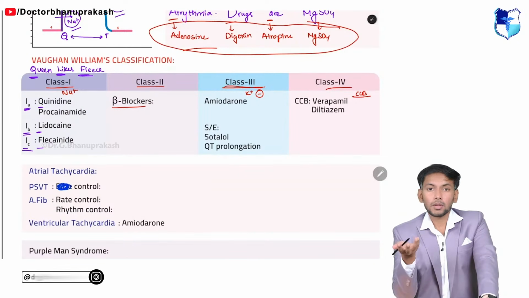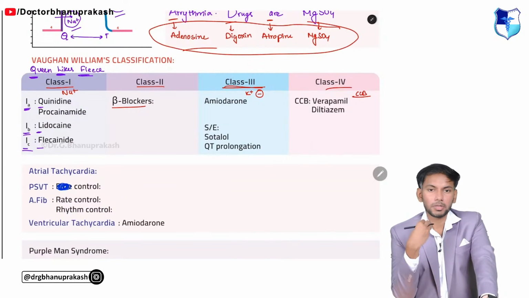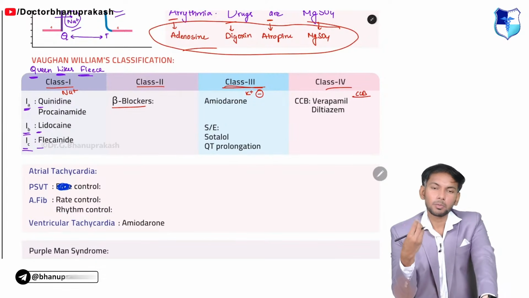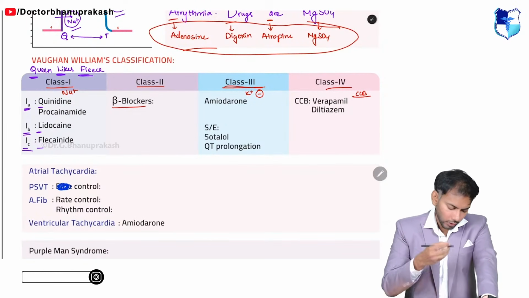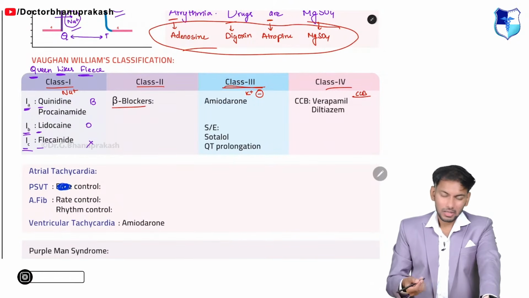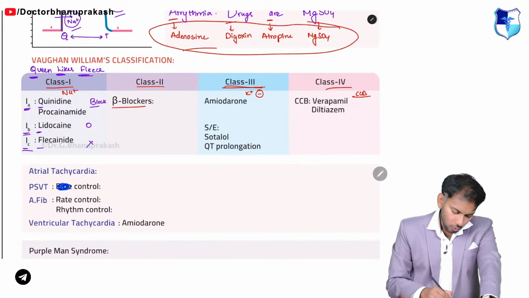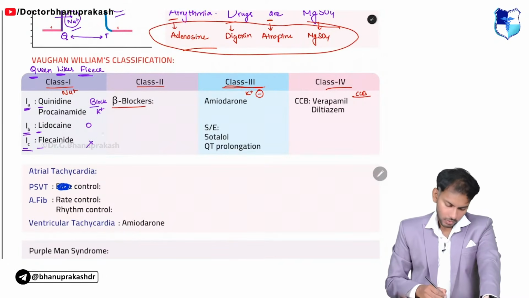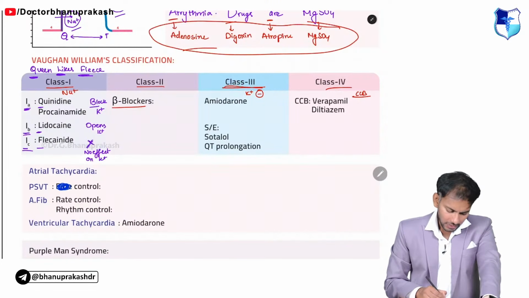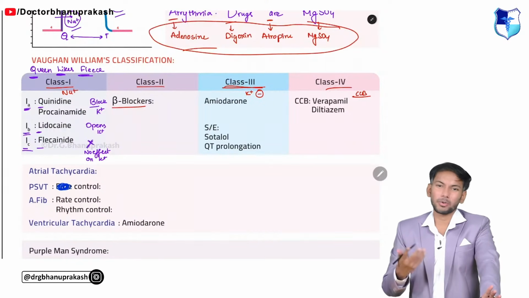All of them will block what? Sodium channels. Now, how did the queen buy the fleas? She bought the fleas in a box. So I remember it like this: box. What is this box? B means it also blocks potassium channel. O means it opens potassium channel. X means no effect on potassium channel. Why do I have to remember all of this?